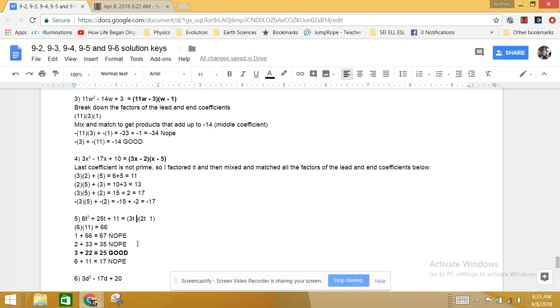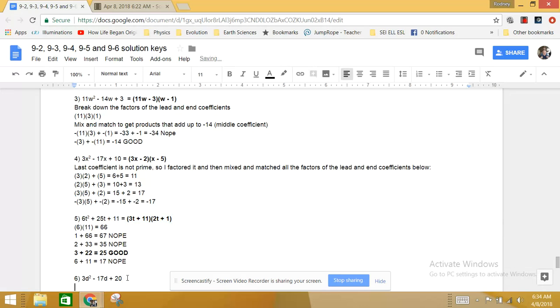Now my last needs to be 11. I put a 1 here, so we'll put an 11 here. And we're going to now test to see if we got it right. My outside is 3t. My inside is 11 times 2t, or 22t. And yes, I've got 3t plus 22t, and I am good. I have factored this. I've also confirmed that 3t and 2t multiply to get me 6t squared, and my last term is provided by 11 times 1.